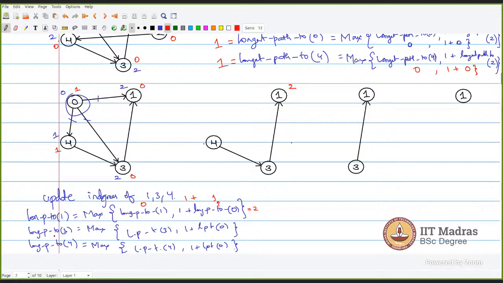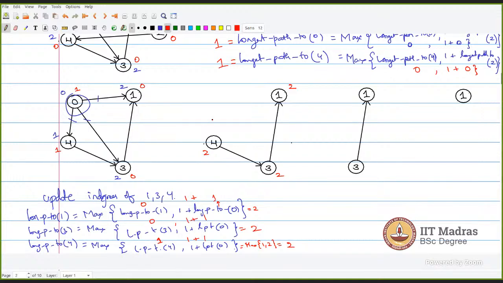Similarly, the longest path to 3. The longest path to 3 we have is 0, or 1 plus 1, which is 2. The same thing again: 0 comma 2, which is 2. Now see here, the longest path to 4. What is the value of the longest path to 4? Look at the red number. It is 1. Now this is 1 plus 1. So what is the max of 1 comma 2? 2. So this will be 2. All the red numbers are updated now.